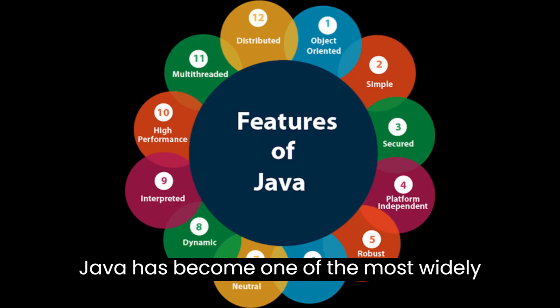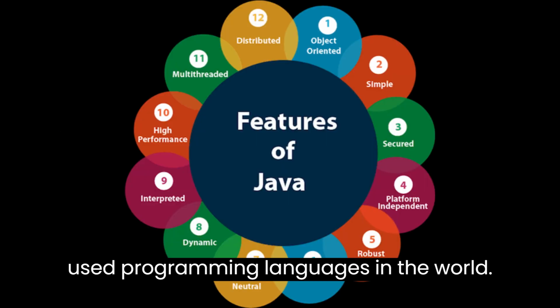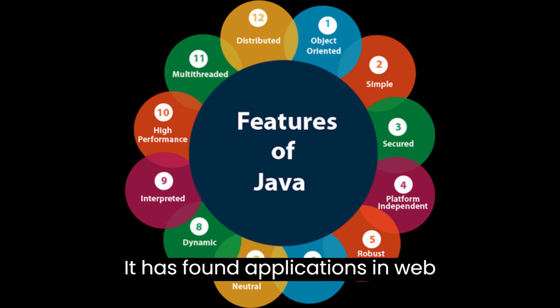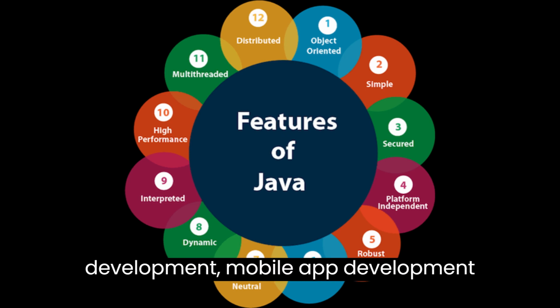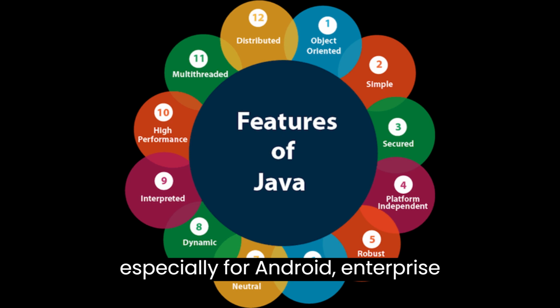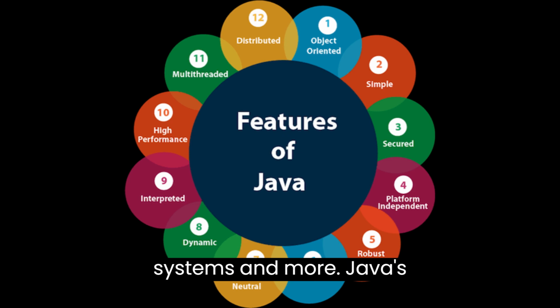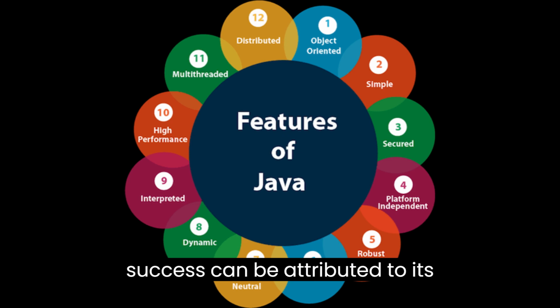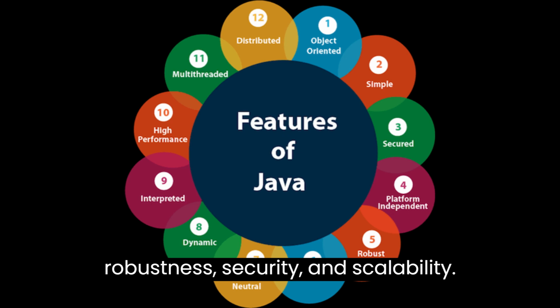Over the years, Java has become one of the most widely used programming languages in the world. It has found applications in web development, mobile app development, especially for Android, enterprise systems, and more. Java's success can be attributed to its robustness, security, and scalability.